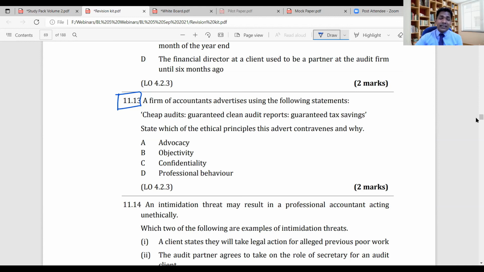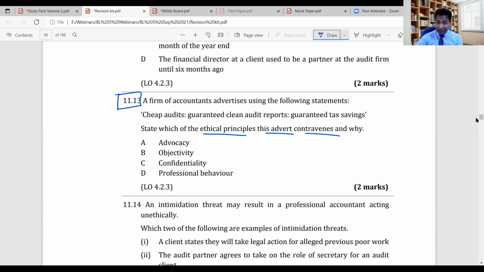State which ethical principle this advert contravenes and why. So that simply means it is asking which ethical principles are being violated by this particular advertisement. The number 1 says advocacy.